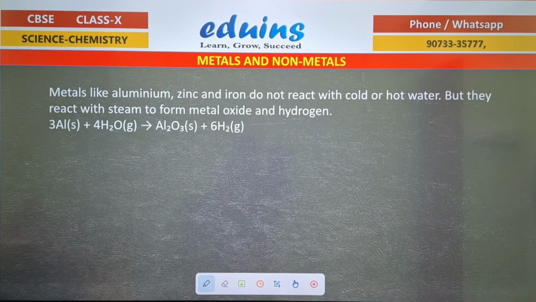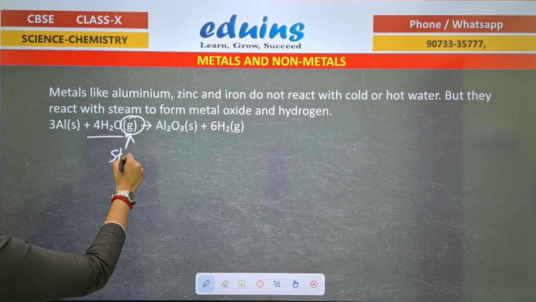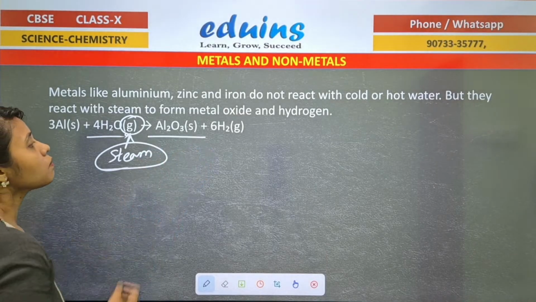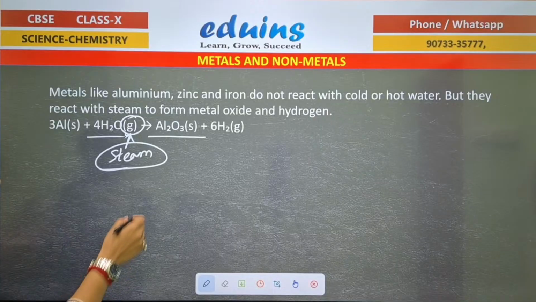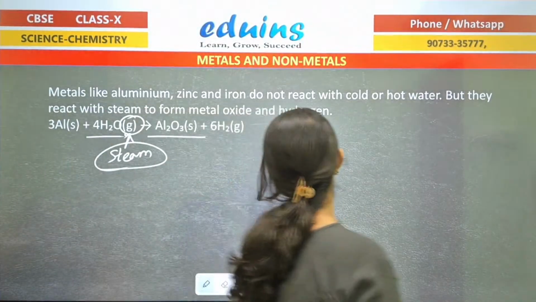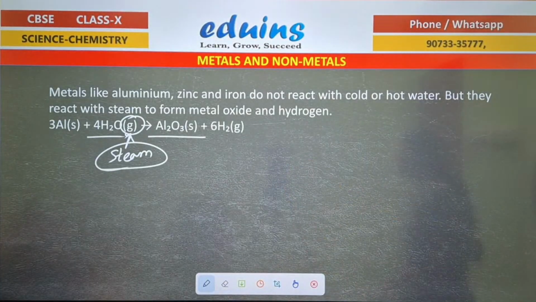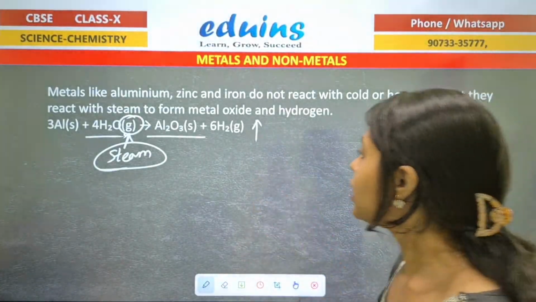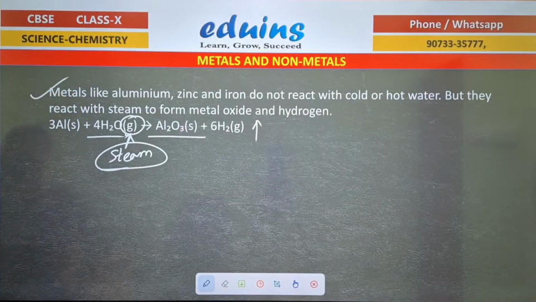So the example of the reaction, this is the balanced equation of this reaction. G means gas, that means this is the steam of water, the gaseous state of water. So 2 mole of aluminium with 3 mole of steam produces aluminium oxide, which is in solid form, as a precipitate, plus 3 mole of hydrogen gas. So they produce hydrogen gas in the reaction with steam. So this is important.